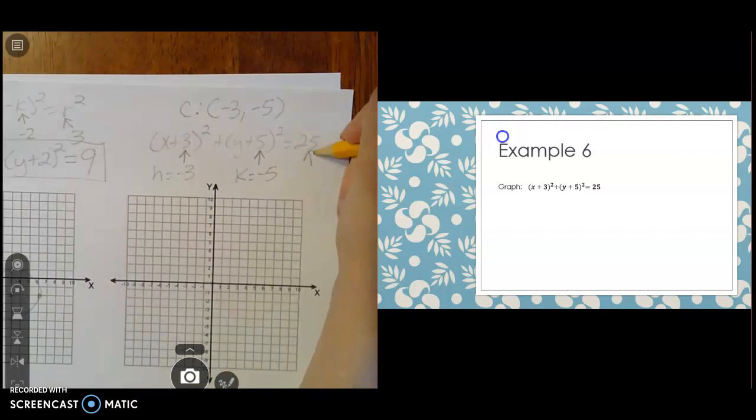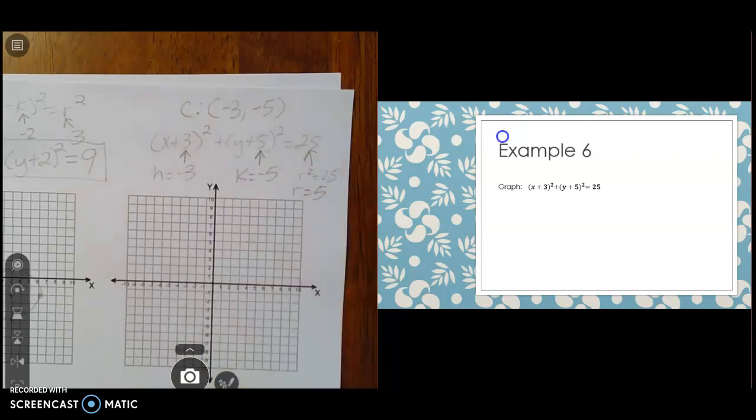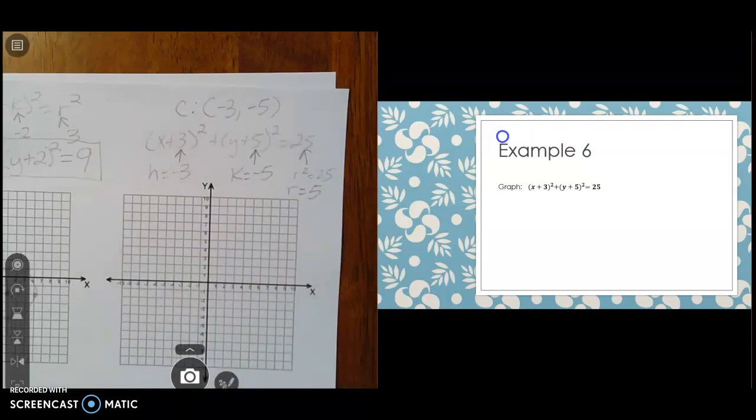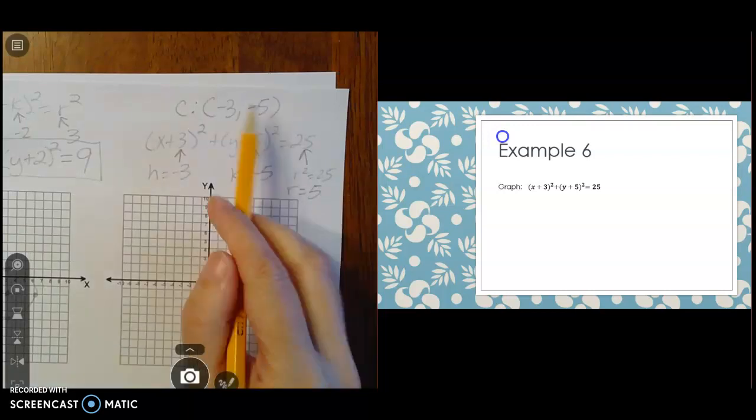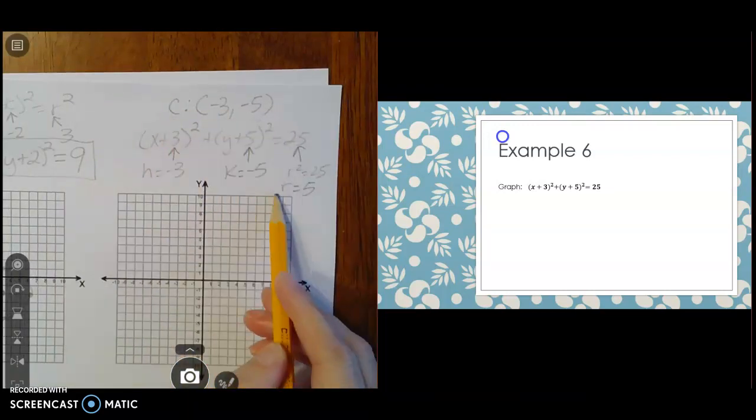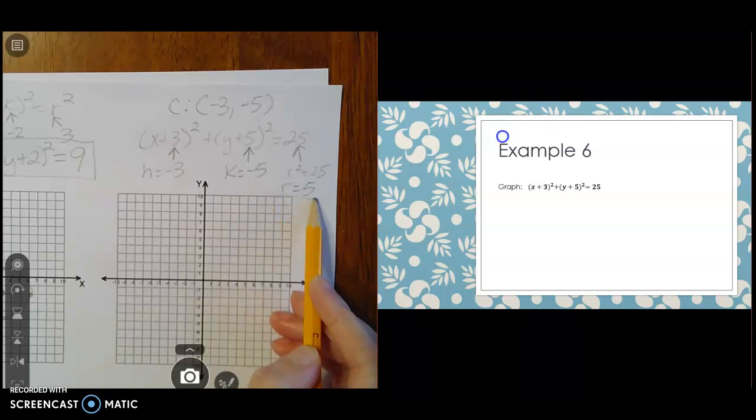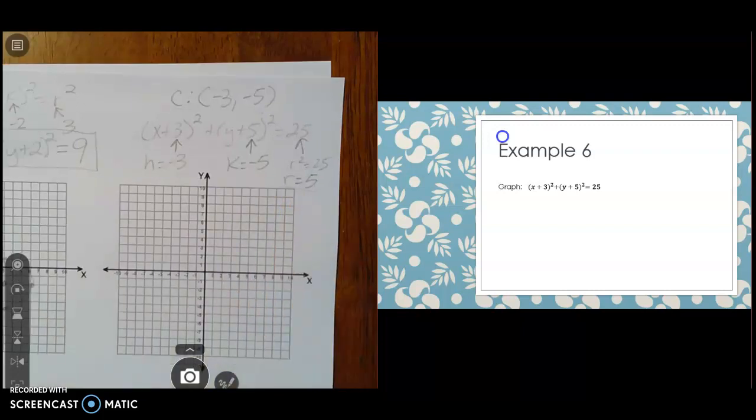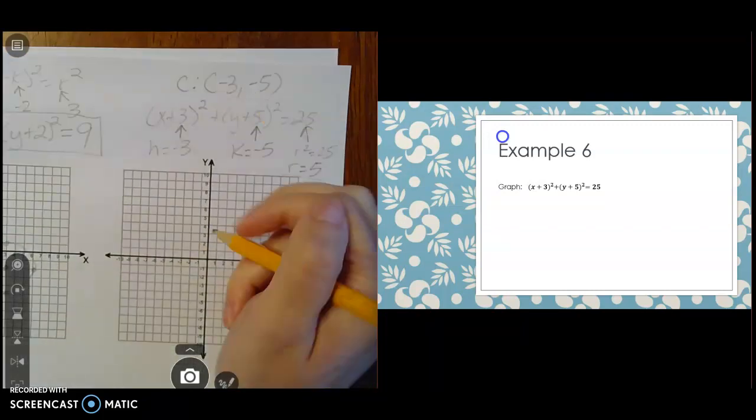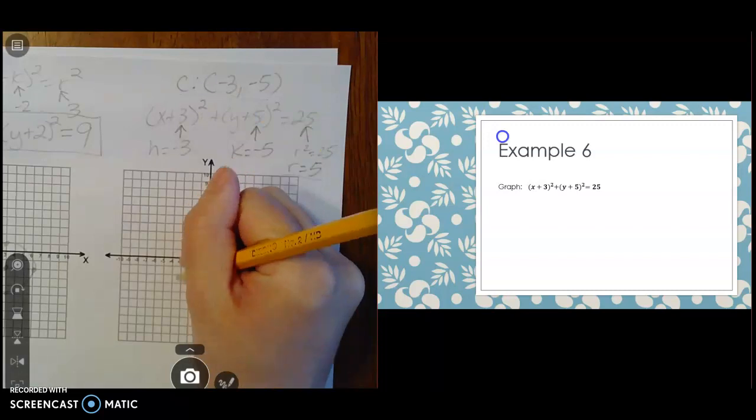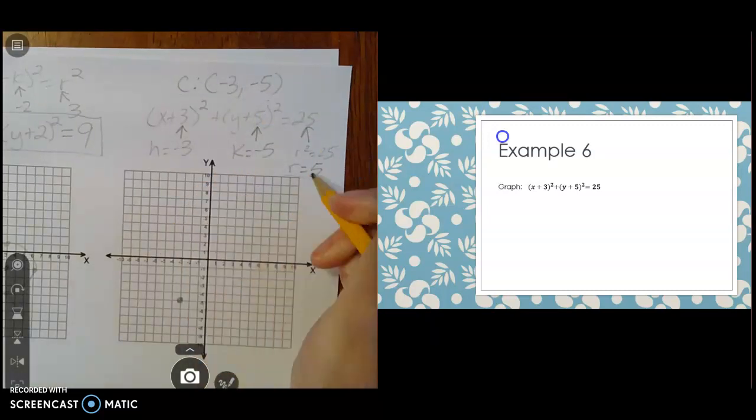Then r squared equals 25, right? So if r squared is 25, I'll just take the square root of 25 to find my radius, and my radius is 5. So there's the information that I can get out of that equation. I can find the center, and I can find the radius, okay? So once I have that information, we can graph it. So the center was at -3, -5, down here, and the radius was 5.